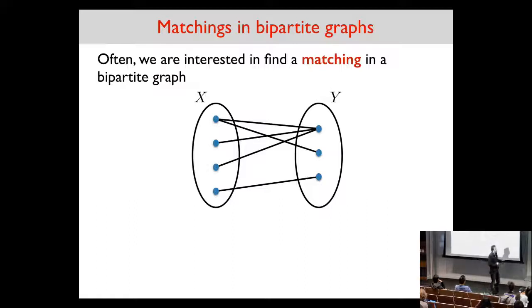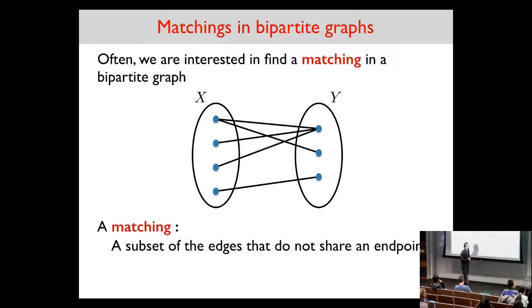Now, with bipartite graphs, there's a very important notion called matching. Often we are interested in finding a matching in a bipartite graph. So what does a matching mean? It means the following. It's a subset of the edges that do not share an endpoint, that do not share a vertex.